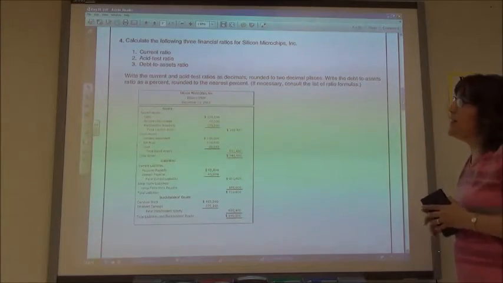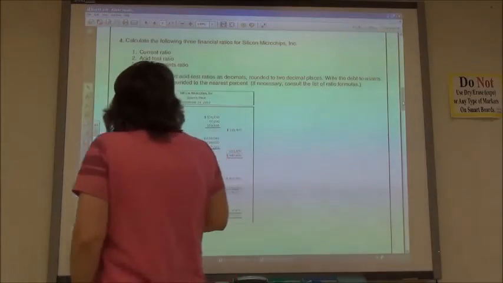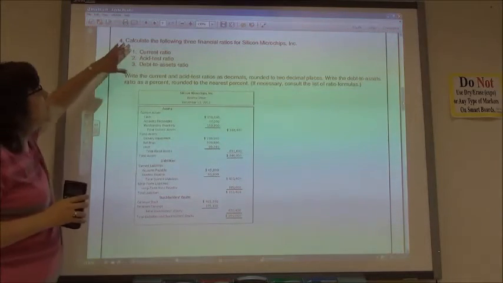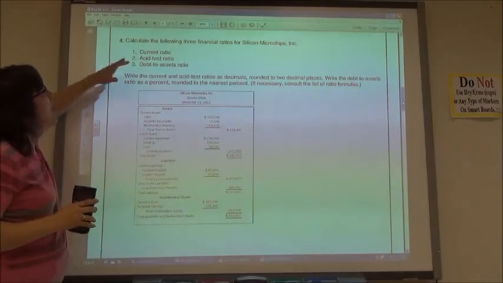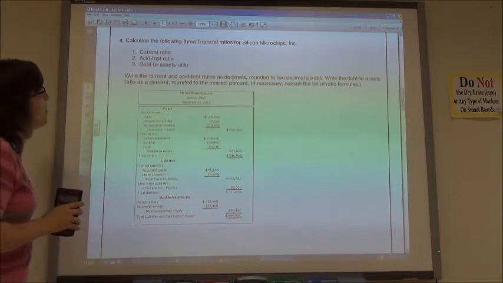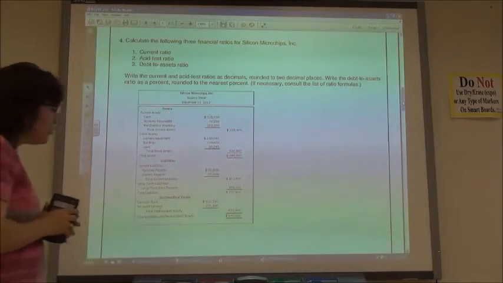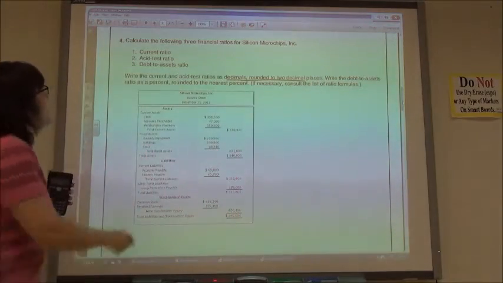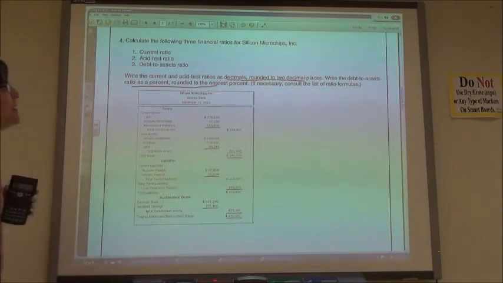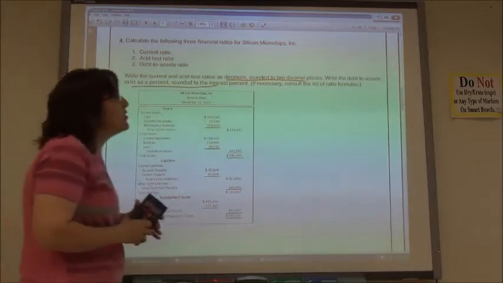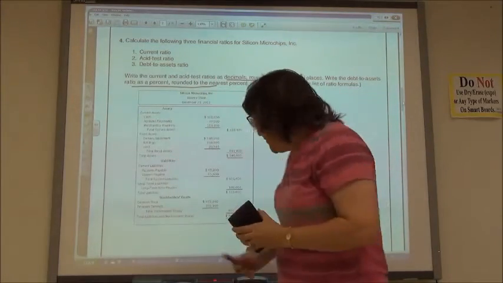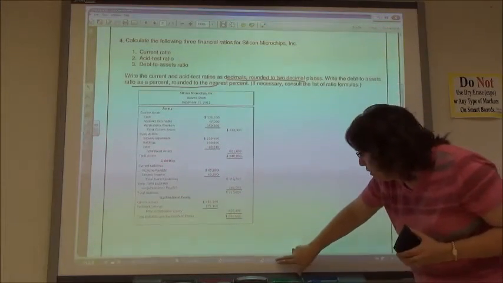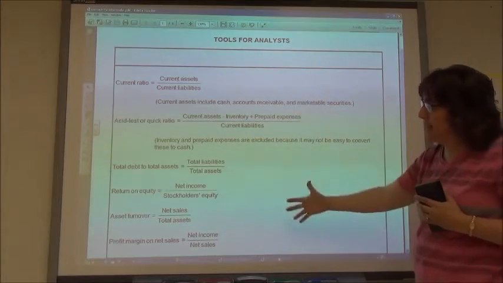Number 4, we are going to calculate the following 3 financial ratios for Silicon Microchips Incorporated. The current ratio, the acid test ratio, and the debt to equity ratio. Write the current and acid test ratios as decimals, rounded to 2 decimal places, and then write the debt to equity ratio as a percent, rounded to the nearest percent. If necessary, consult the list of ratio formulas. And that's going to be something where you can click on the list of ratio formulas and it's going to bring up a sheet, and the sheet looks something like this.